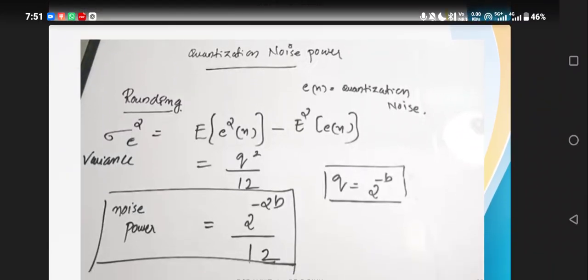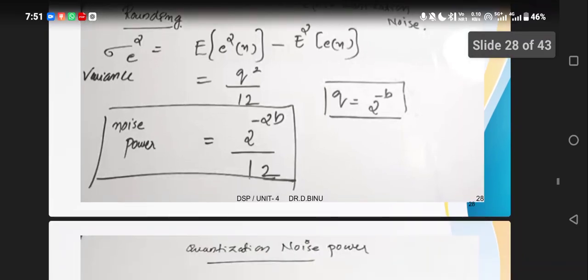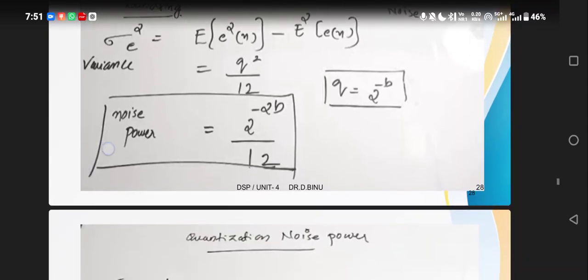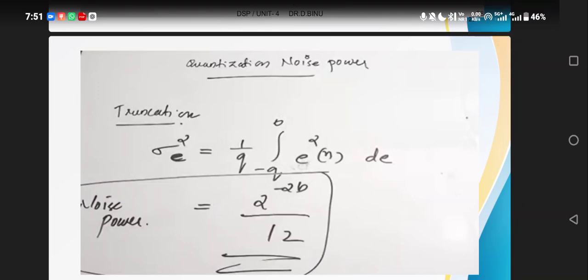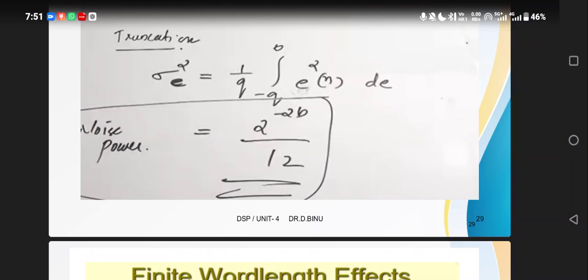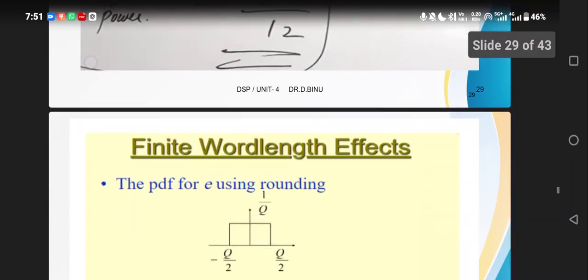Quantization noise power in the rounding method: sigma e squared is equal to the expected value of e squared of n minus the square of the expected value of e of n, that is q squared by 12. The noise power is equal to 2 to the power of minus 2b by 12. In truncation, the formula is represented by sigma e squared is equal to 1 by q integral from minus q to 0 of e squared of n dE. The noise power equation is seen in quantization as well as truncation, that is rounding as well as truncation.